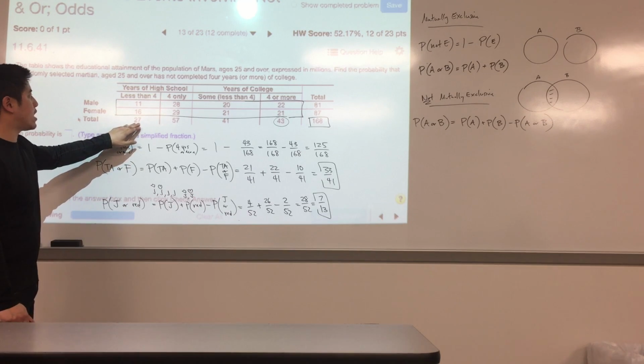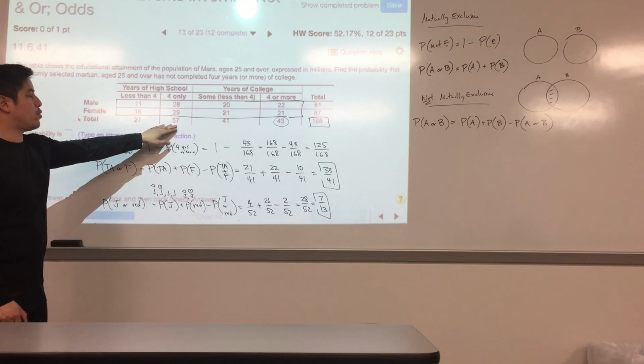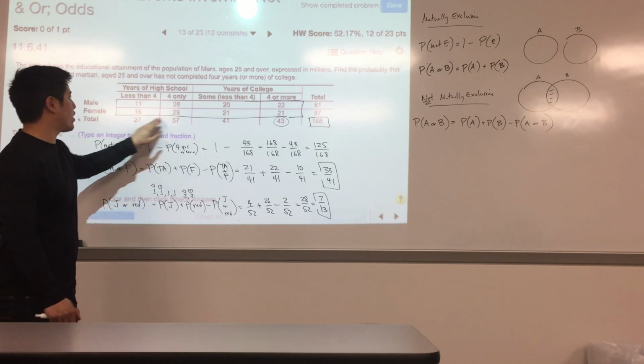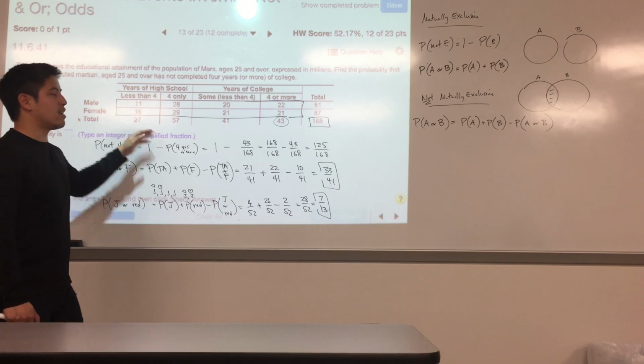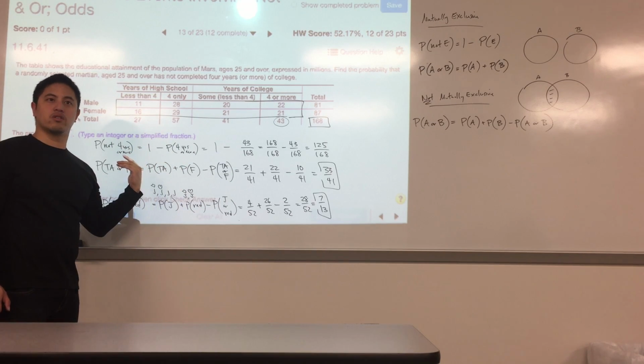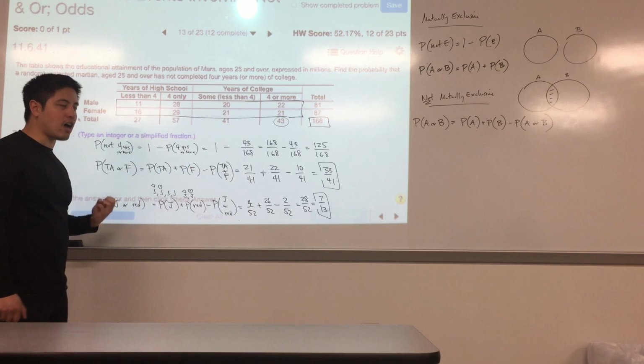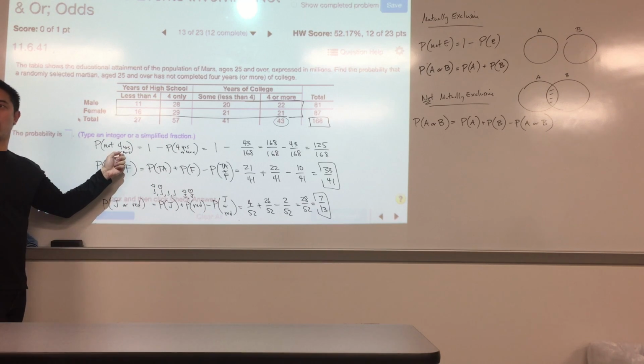There are 27 people, 57 people, 41 people. All 3 of these groups have had less than 4 years of college. It's the people who have not had 4 years or more of college. Does that make sense, guys?